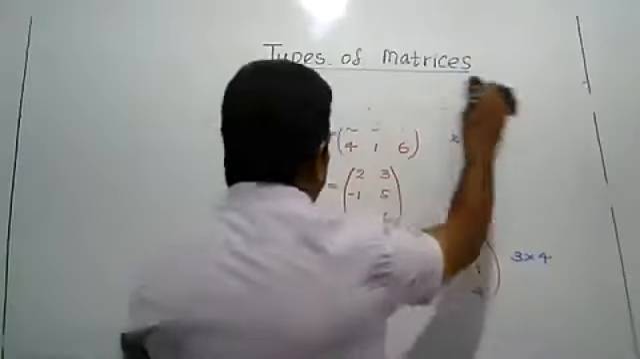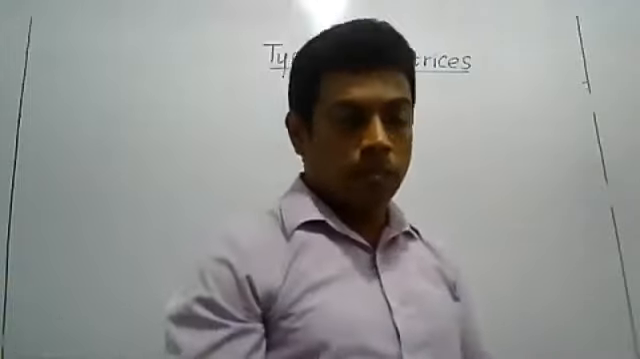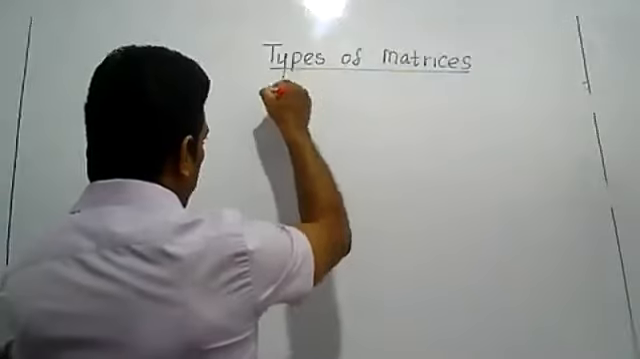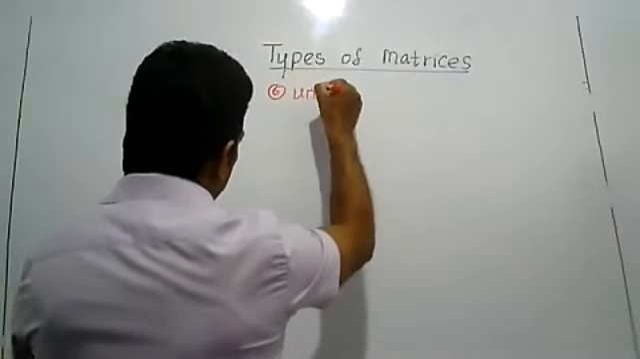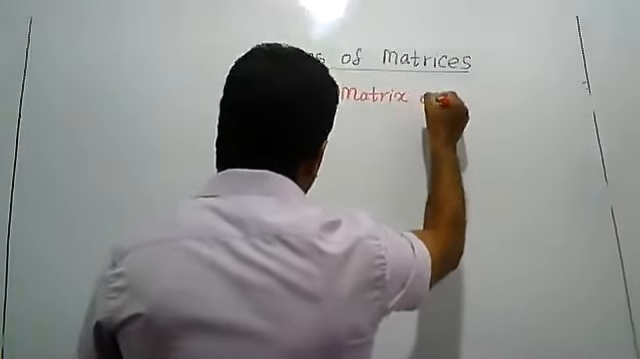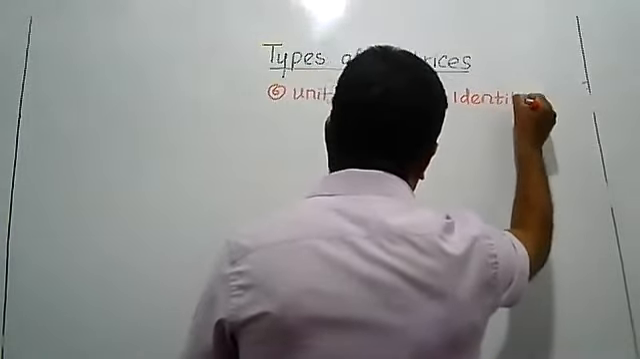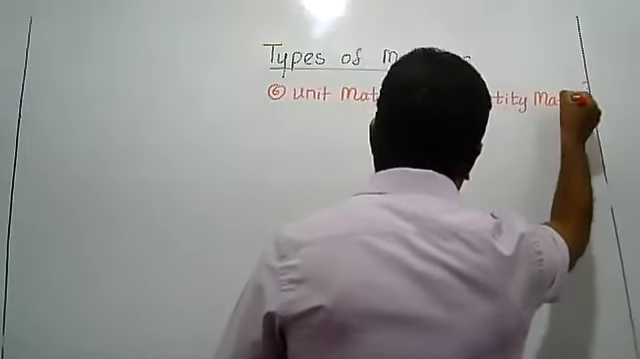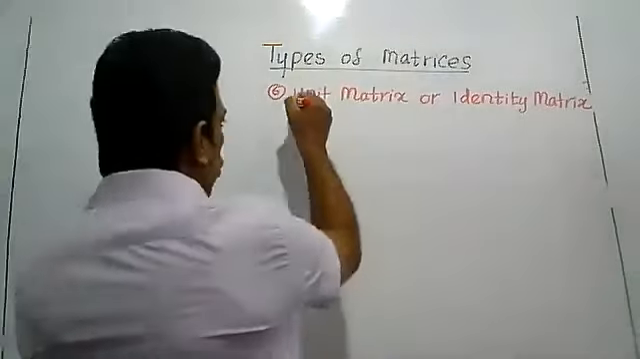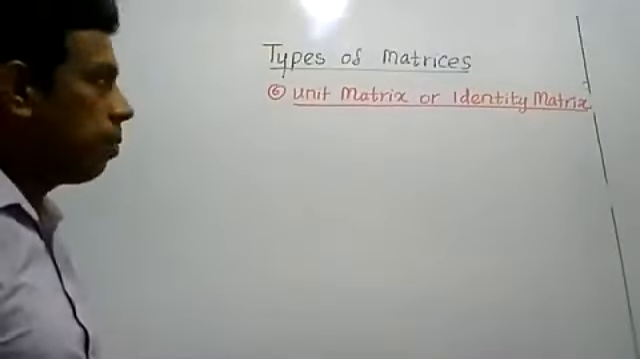Now, the sixth type. That is somewhat difficult. Difficult means a different type. The sixth one, right? Unit matrix or identity matrix. Sixth type, write down. Unit matrix. Unit matrix, that is again called identity matrix.